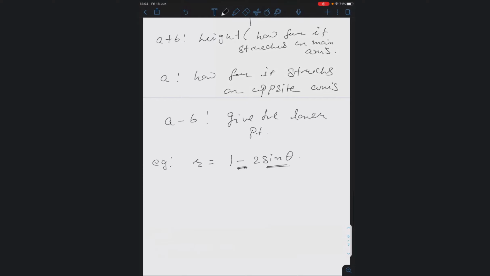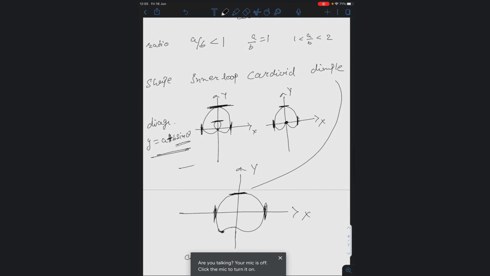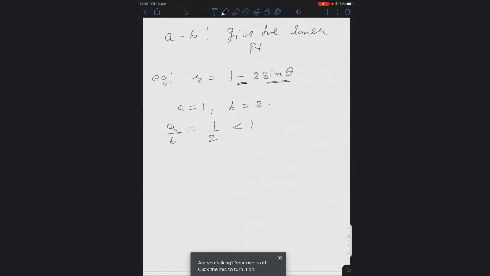Okay. Now here a value is 1 and b value is 2. So you calculate the ratio a by b, which will be 1 by 2. And this value is less than 1. Since it is less than 1, you are going to have a graph something like this. An inner loop you are going to have, but on the negative y-axis. Now let us calculate the height and all. So let us calculate a plus b. a plus b is 1 plus 2, which is 3. So that is the height of the curve on the negative y-axis.